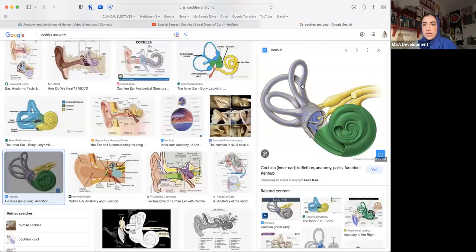So over here, if you guys can see this image, it says Kenhub over here. I hope you guys can see it. I hope it's sharing correctly. That's the only downside of recording. I can't have you guys give me feedback in case you can't see anything.